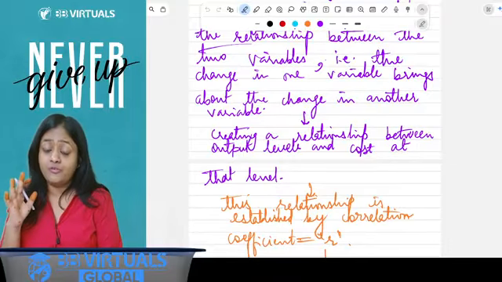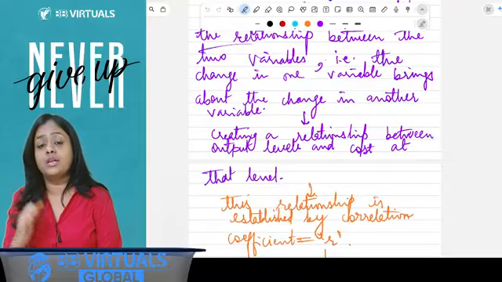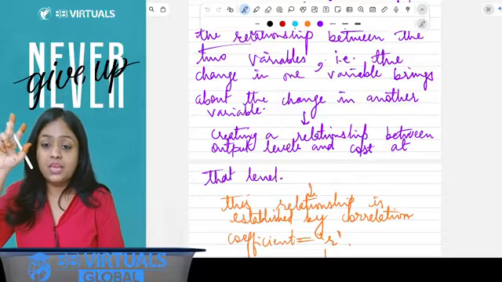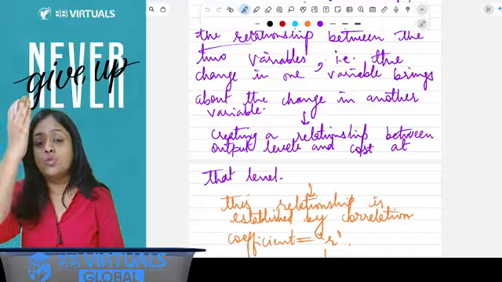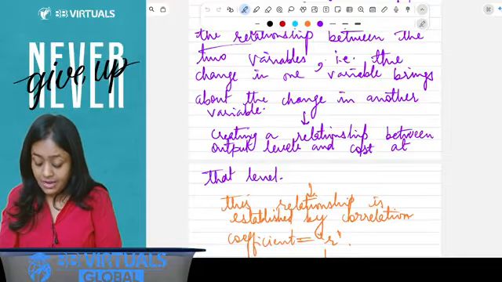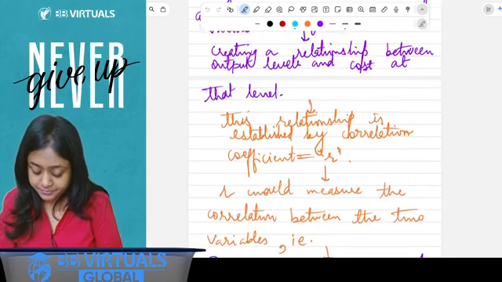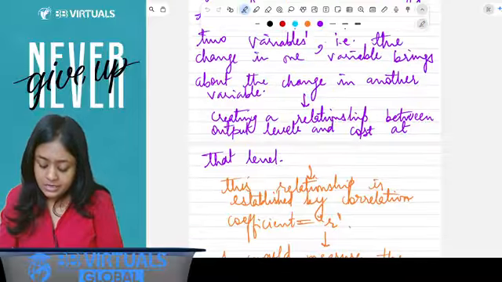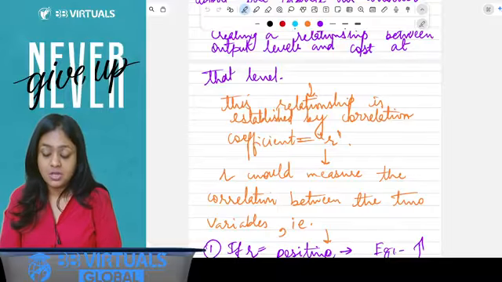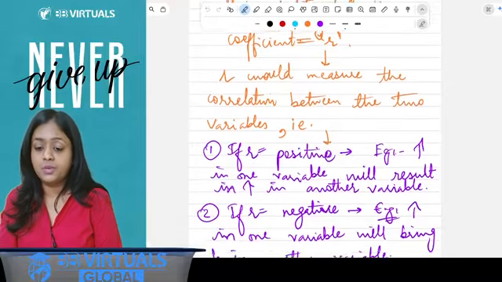If an increase in one variable brings about an increase in another variable, we call it a positive correlation because both are going in the same direction. If one variable is going down and the other goes up, in the opposite direction, we call it a negative correlation. The correlation coefficient is denoted as small r. Generally here we focus on creating a relationship between the output levels and the cost. So r measures the relationship between the two variables.